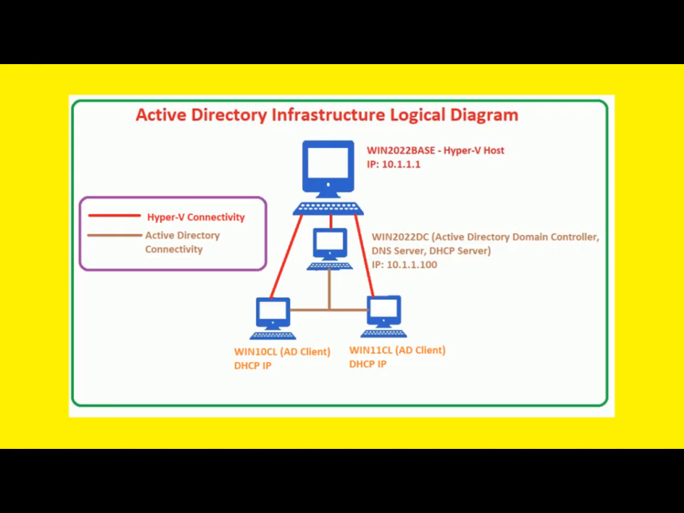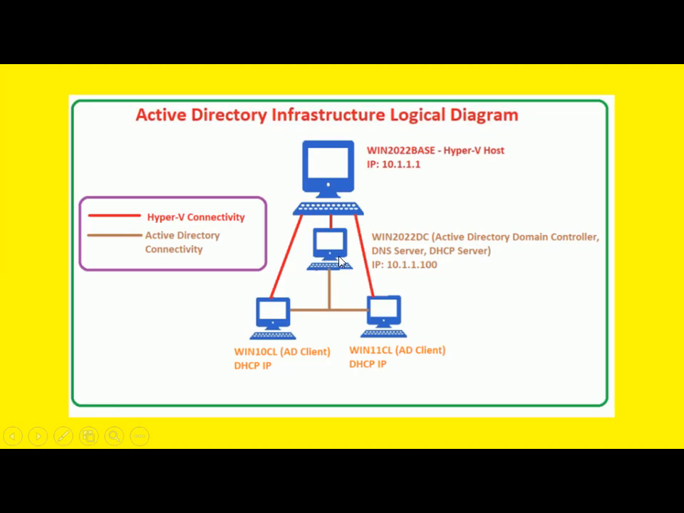So this is a logical diagram of the Active Directory infrastructure that we will be setting up in this particular video. You can see over here, our main physical machine is the Win 2022 base machine, which will be acting as a Hyper-V host. It has a local IP of 10.1.1.1. This Hyper-V host is hosting 3 virtual machines. This red line is the Hyper-V connectivity, so the Hyper-V host will have connectivity with all 3 machines.